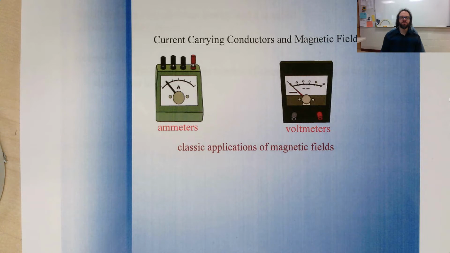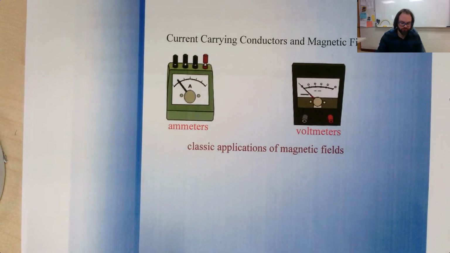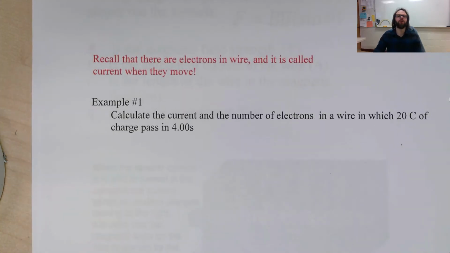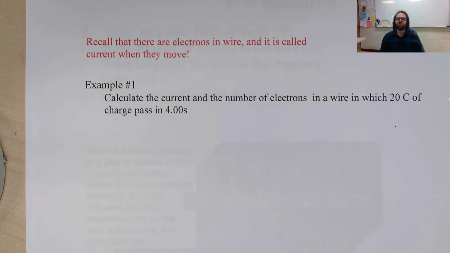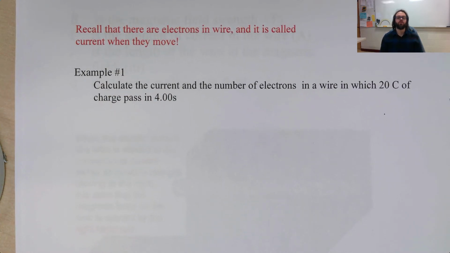Welcome back. In this lesson, we're going to be looking at current carrying conductors and magnetic fields and their applications. So let's first start off with just a quick review. If we recall, there are electrons in a wire and it is called current when they move. Example 1 says to calculate the current and the number of electrons in a wire in which 20 coulombs of charge passes through in 4 seconds.